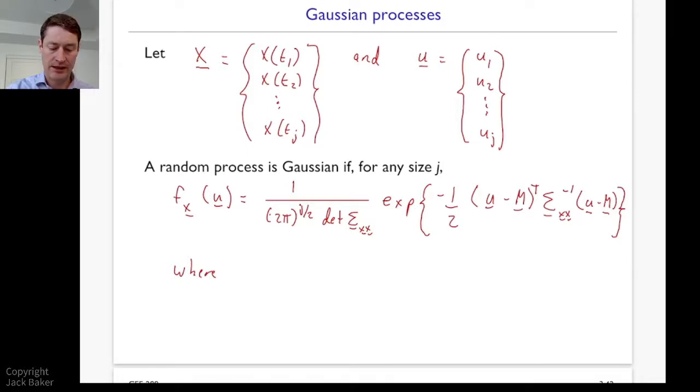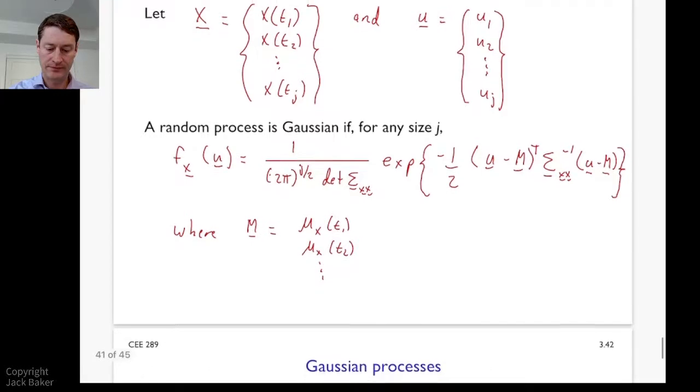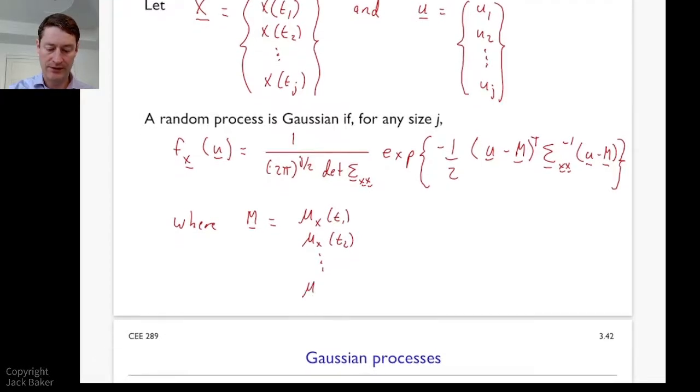where the mean vector is the mean value of x at time t1, mean value of x at time t2, down to the mean value of x at time tj. So it's just take that mean function for our stochastic process and evaluate it at all the points in time t1 through tj that we're interested in. And then we have to define a covariance matrix.